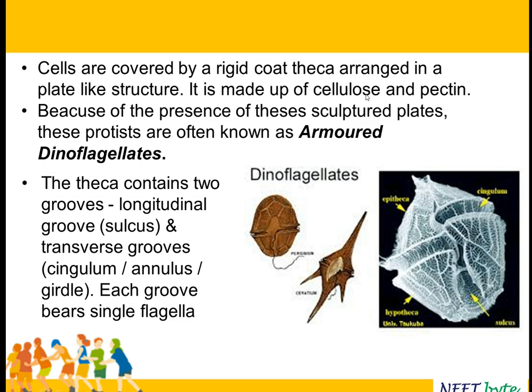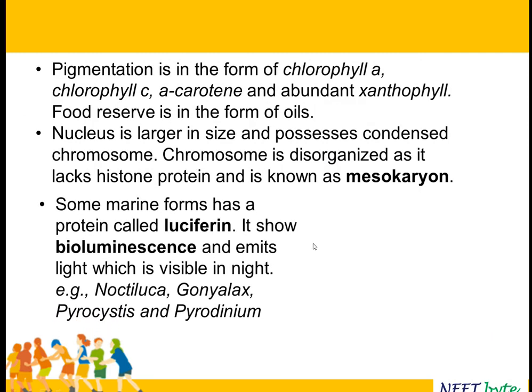The cells are covered by a rigid coat that is arranged in a plate-like structure. So they have cellulose as well as pectin, right? So the theca contains two groups, one what we call the longitudinal group. You can see in the diagram, this is the longitudinal group, and then there is a transverse group. The transverse group is known as cingulum, whereas the longitudinal group is known as sulcus, and each group has one flagellum. So that is why we call them dinoflagellates.